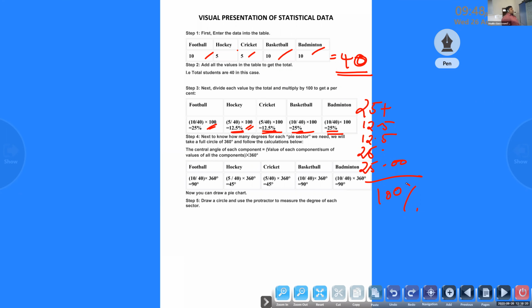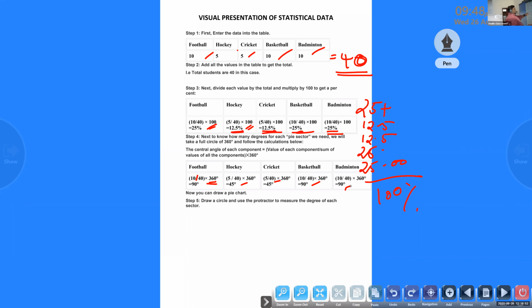Now we want to convert that into angles. So what do you want to do here? Directly you convert that into angle. The simple method is: given data divided by total, multiply by 360. So 10 divided by 40 multiplied by 360, the answer is 90 degrees. So 5 divided by 40 multiplied by 360 degrees, the answer is 45 degrees. 5 divided by 40, the same 45 degrees, and here we already know 90 plus 90.